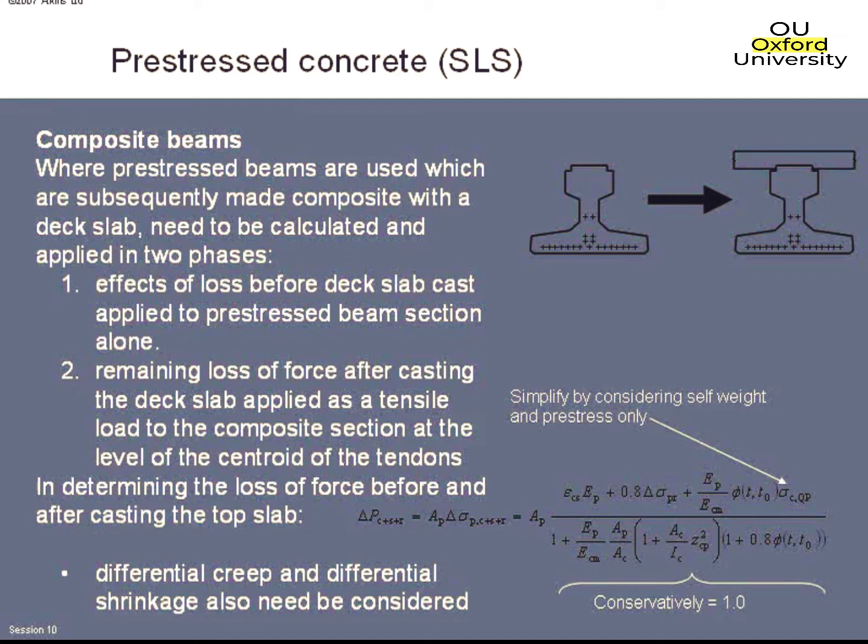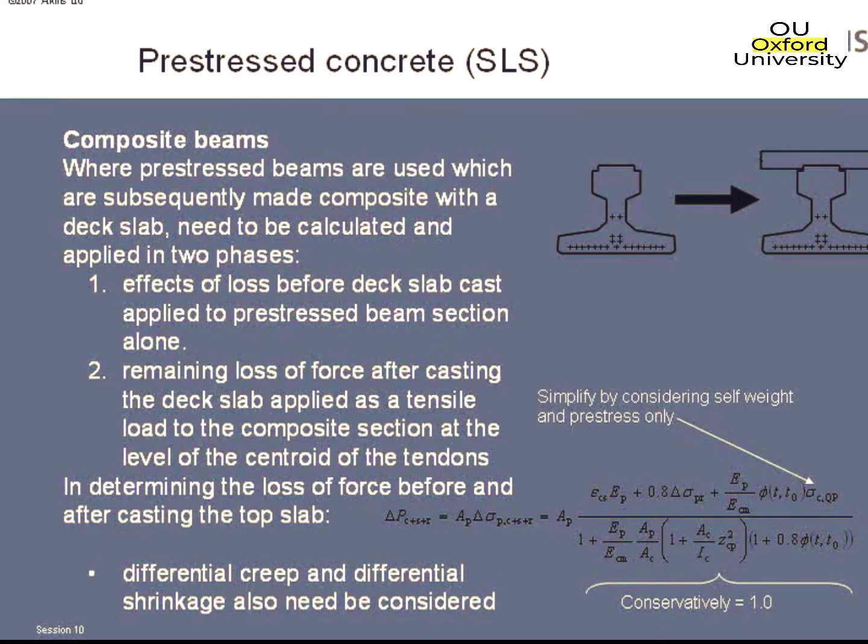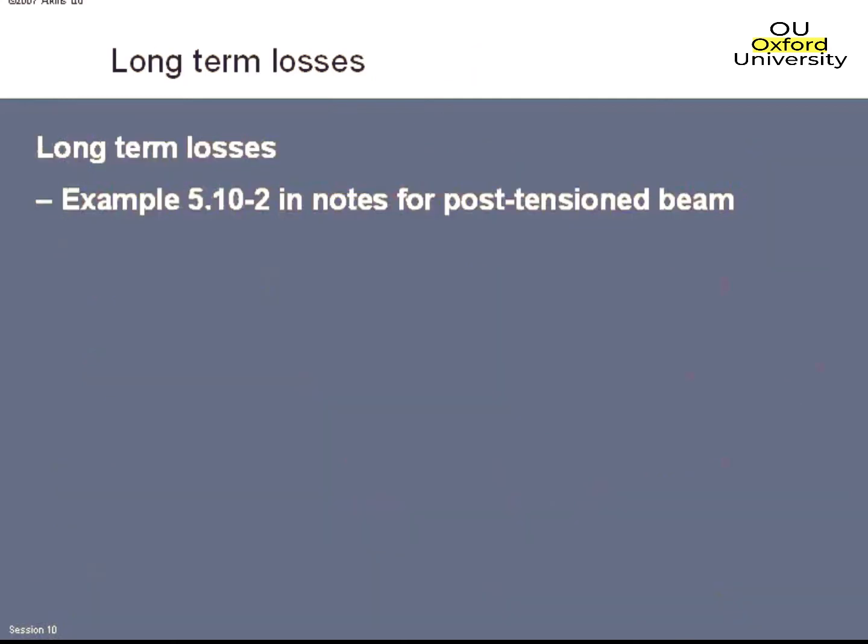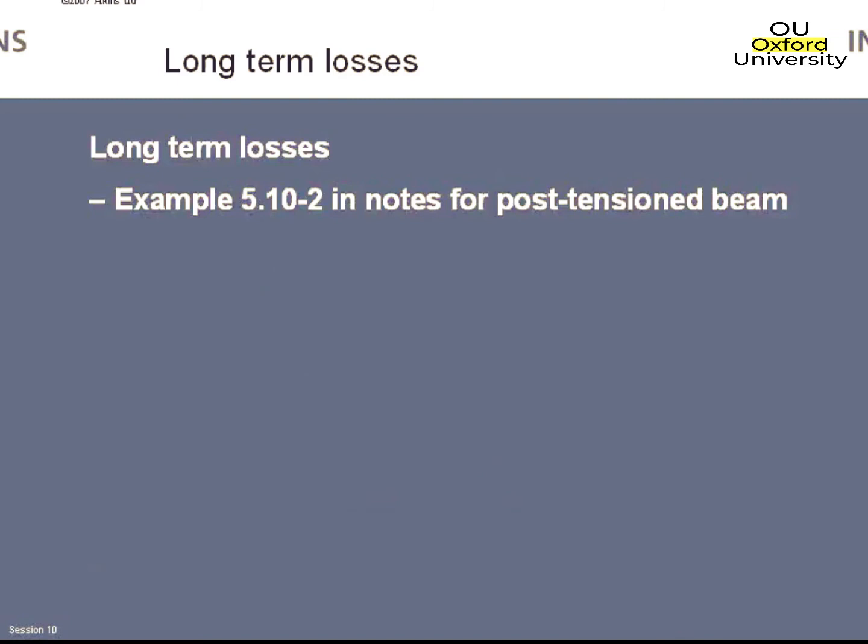I don't think that's actually common practice. I think what most people do is calculate their total long-term loss and then apply it all to the pretension beam. In the example we'll look at after lunch, it does it both ways, and you'll see that applying the whole loss to the pretension beam is a fair thing to do, because you don't really get a very different answer, to be honest. So again, if you go into the detailed notes, example 5.10.2 gives you the same post-tension beam, and it goes through and calculates all the long-term losses that we've just talked about as an example.